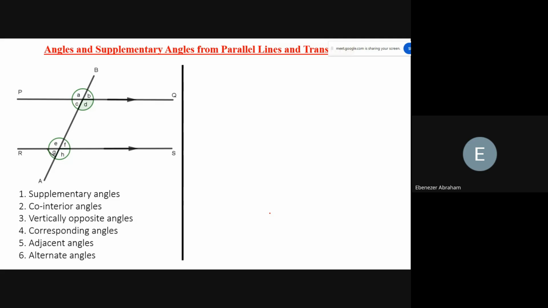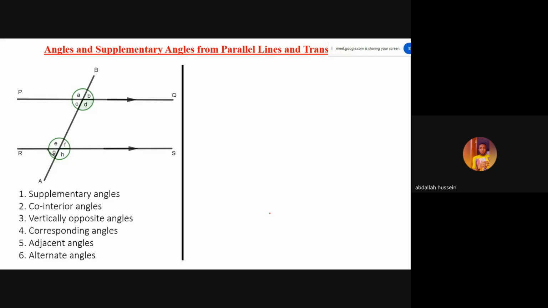We identify them. Since some of you have knowledge, I will give you the opportunity to tell me which of these angles are supplementary angles. Is Abdul here? Yes, Abdul.